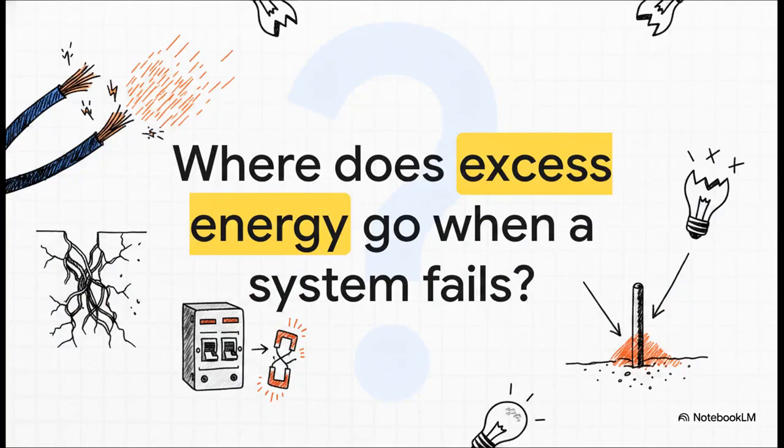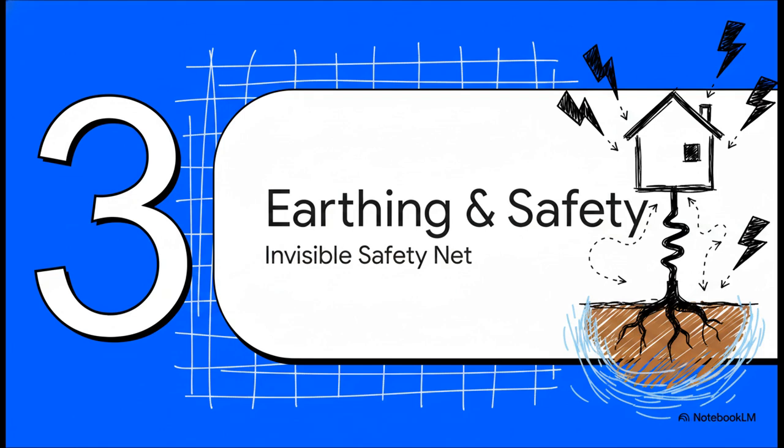But look, even with the best breakers and parallel setups, things go wrong. Insulation degrades over time, wires get exposed. So the really critical question becomes, where does all that excess, potentially lethal energy actually go when a system fails? Which brings us perfectly to Section 3, Earthing Methods and Safety.